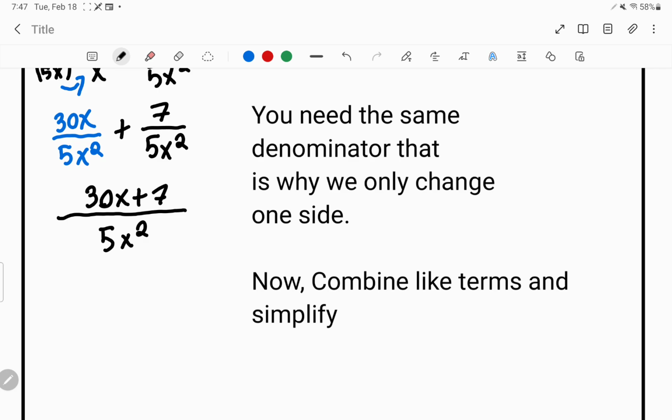Now, we're going to have to look at the problem. Can I do anything with the 30 and the 5? Yes, I can divide by 5. But I also have a 7, so no, I cannot divide everything by 5. So guess what? This one cannot be simplified, so we just leave it like this.